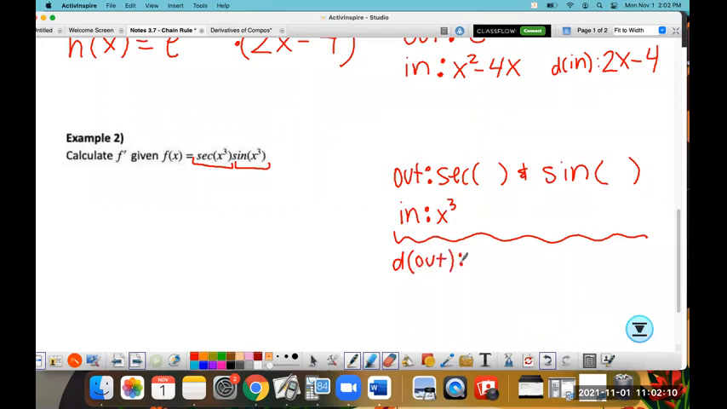So first function, what's the derivative of secant? Anyone remember? Secant tangent. And anyone remember the derivative of sine? Derivative of the inside? Perfect.